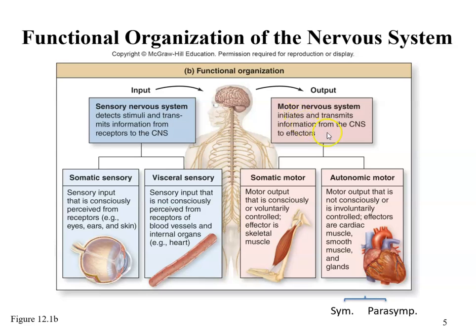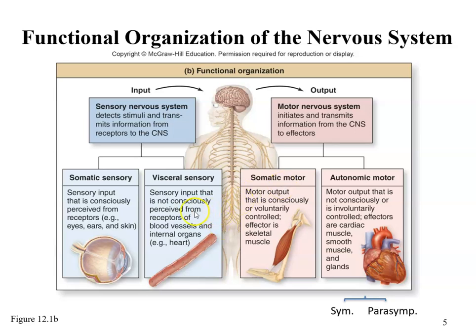And let's say the decision is that the area of the skin that's cold, the blood vessels underneath there should constrict. So that's going to go through your autonomic motor branch, okay? This is motor output that is not consciously controlled, or it's involuntarily controlled. The effectors are going to be cardiac muscle, smooth muscle, and glands, okay? So that's just an example of one type of input that comes in and what kind of output goes out.